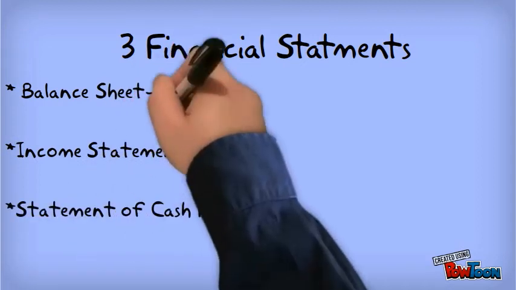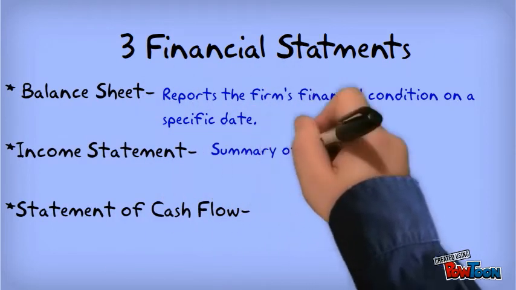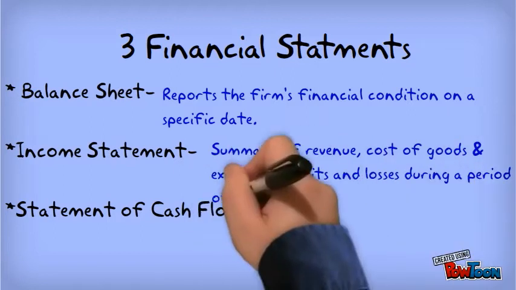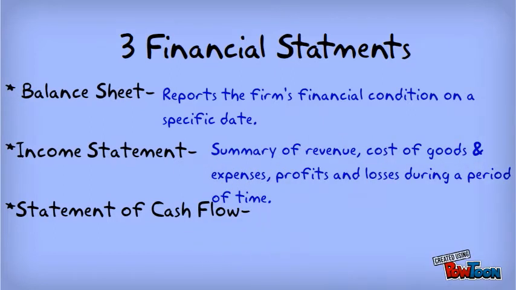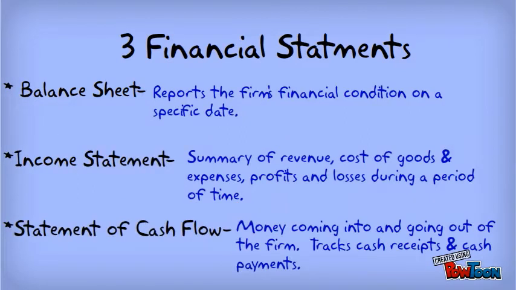A balance sheet reports the firm's financial condition on a specific date. An income statement summarizes revenue, cost of goods, and expenses, which includes taxes, for a specific period. It also indicates the firm's profit or loss during that period. A statement of cash flow provides a summary of money coming into and going out of the firm. It tracks cash receipts and cash payments.